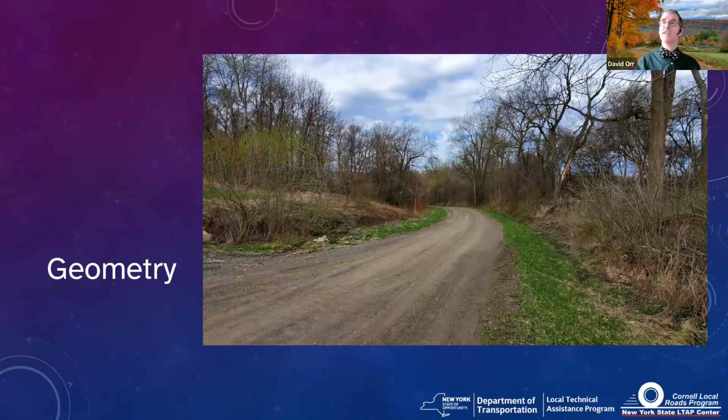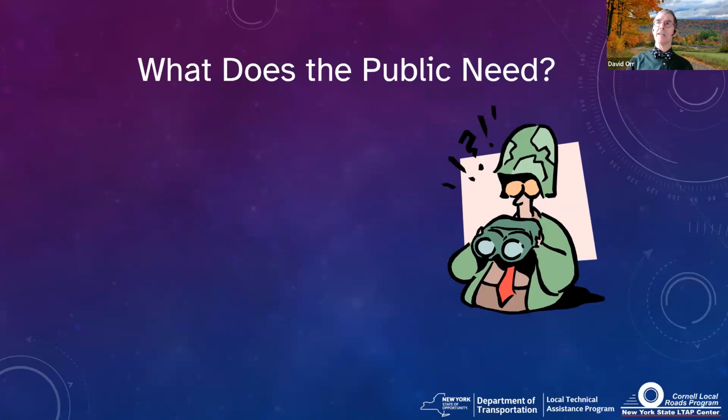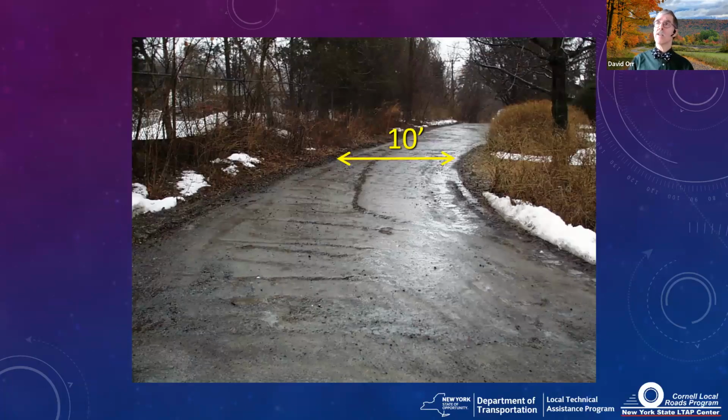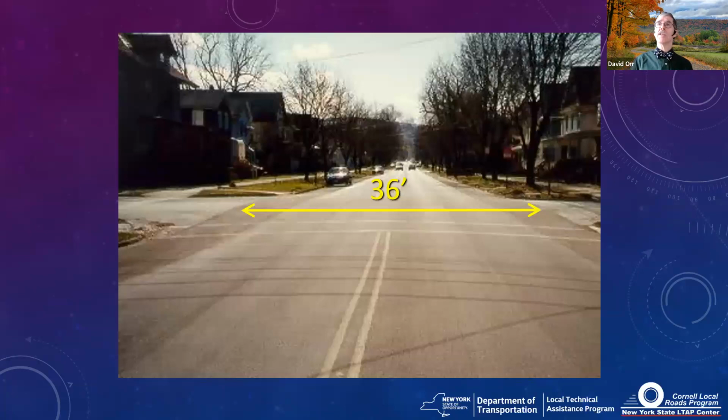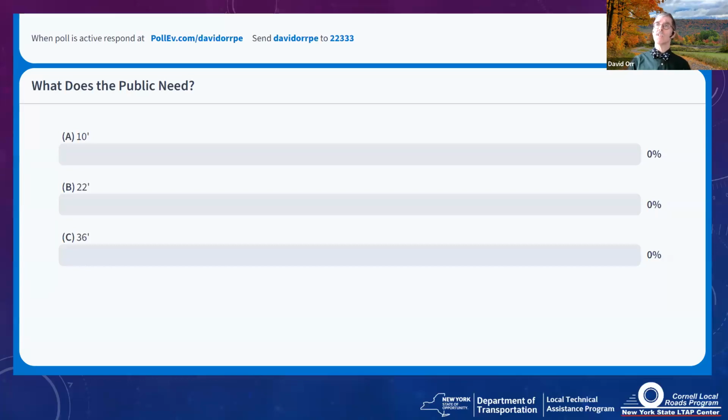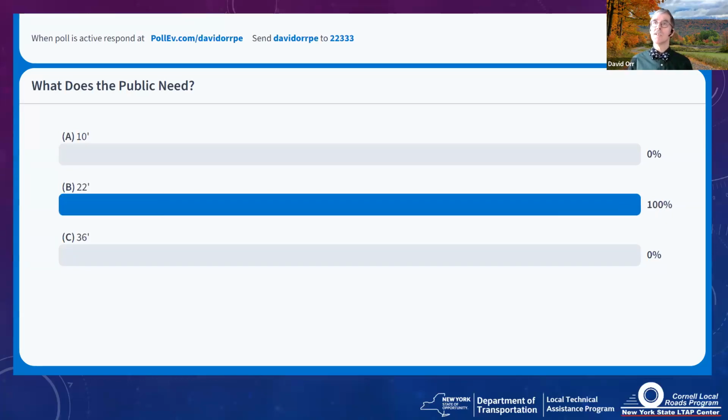And then, of course, I don't want to forget about geometry. Geometry is absolutely key to a good roadway. So let's just ask, what does the public need? I'm going to give you 3 choices, and then we'll see which one you would choose. Let's assume, for the sake of argument, you can only have one choice. Do you need 10 feet? It's a 10-foot wide gravel roadway. Do you need 22 feet between the lines? Lines aren't painted on this one, but they're about to get painted. Or do you need 36 feet, curb to curb? If those were your only 3 choices, which one would you vote for? If you only could choose one. We'll see. I bet I know the answer most people will vote for.